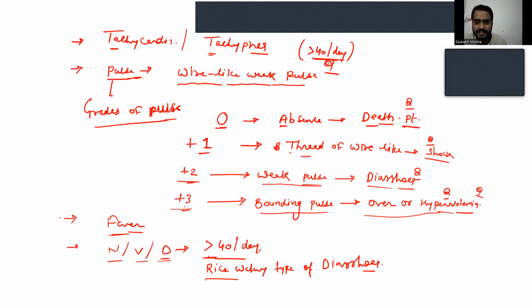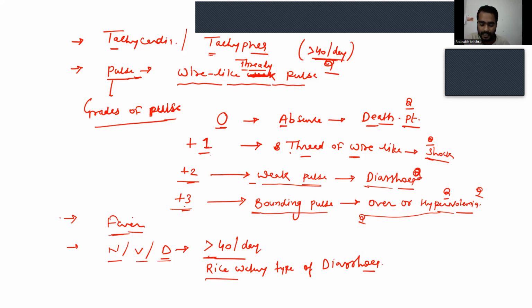Plus one grade of pulse, you see that thread or wire-like pulse. You see that in shock condition, your wire-like thready pulse. And the plus two weak pulse or thready pulse, you can see in diarrhea. So your patient pulse is weak and thready pulse. And plus three grade, the pulse is bounding pulse. It is seen in the overhydration or hypovolemic condition. And you see that bounding type of pulse. So these are the grades of pulse.